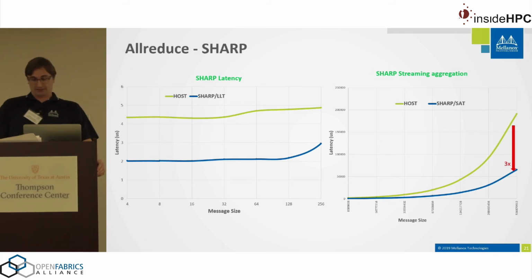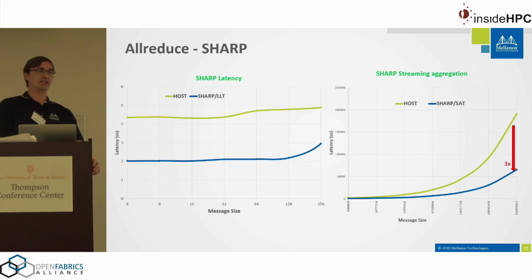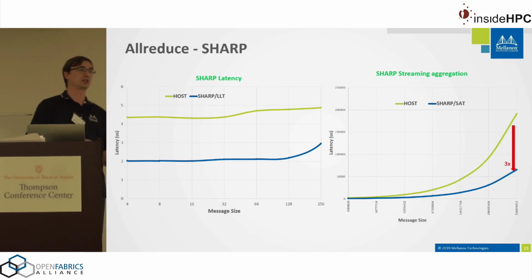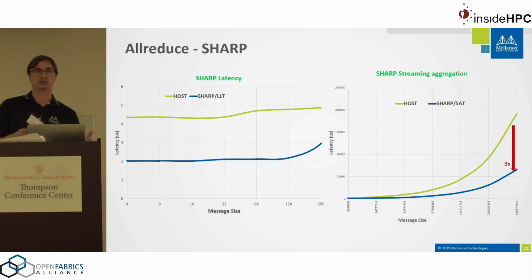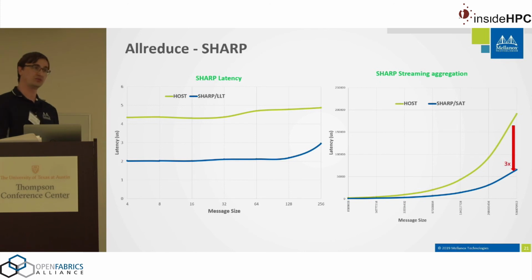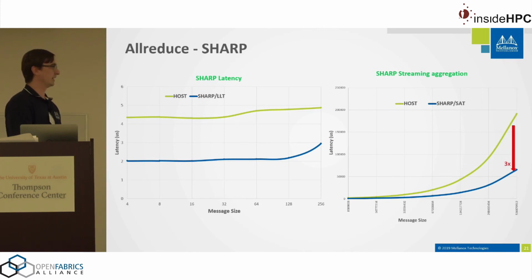Now, the really interesting part is the Sharp-based streaming aggregation technology for large messages. The OSU benchmarks allow you to run up to 4 megabytes. In order to demonstrate this, we had to extend the benchmark, and we let it run up to 512 megabytes. At 512 megabytes with Sharp, you're basically getting almost 3 times the performance. So that's a significant amount.